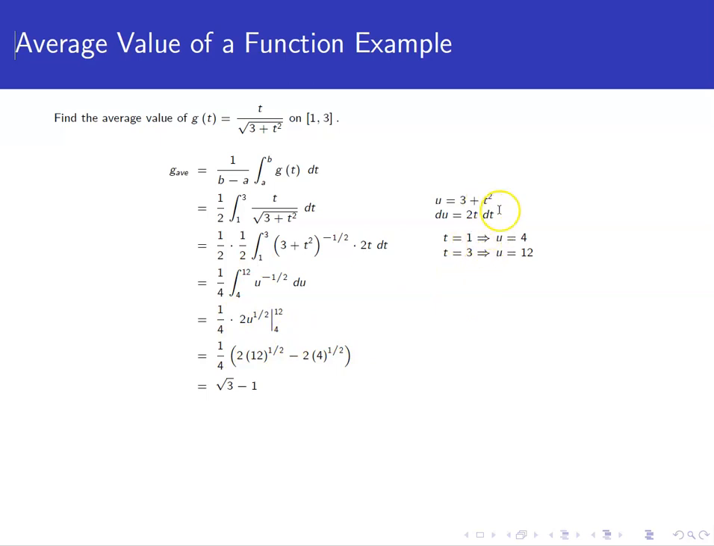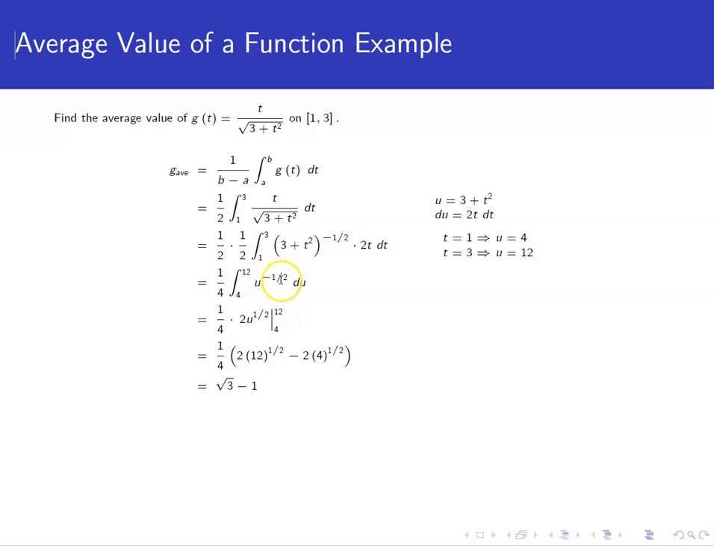But luckily for us, it's not too hard to change the limits of integration. We just need to plug in our values for t and get the values out for u. Plug in 1 for t, we get u as 4. Plug in 3 for t, we get u as 12. So we have limits of integration of 4 and 12 in this case.